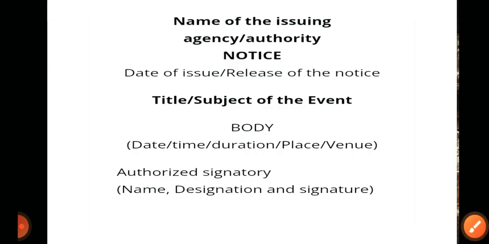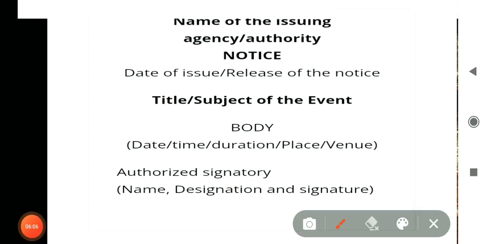Now let us move forward towards the sample, or we can say this is the specimen. Name of the issuing authority. First you need to write here the name of the issuing authority. So for example, you can write any school's name. Suppose if you are a school student, you can write the name of your school, like ABC Convent School.